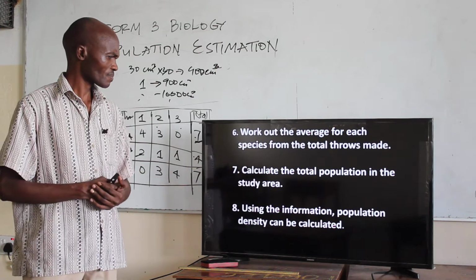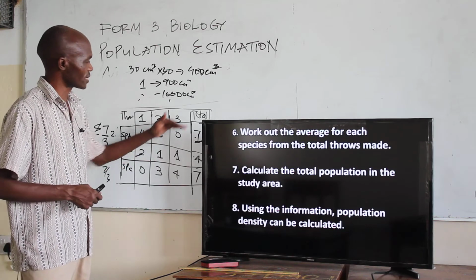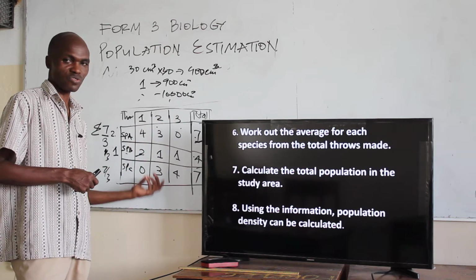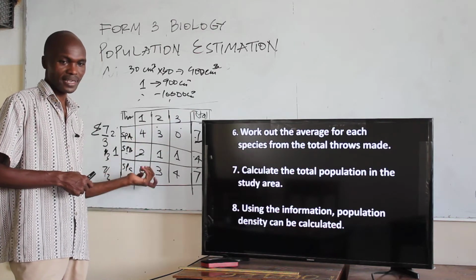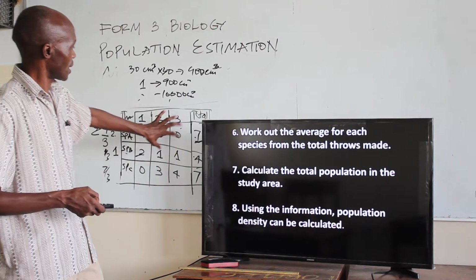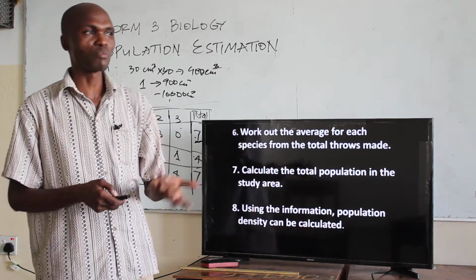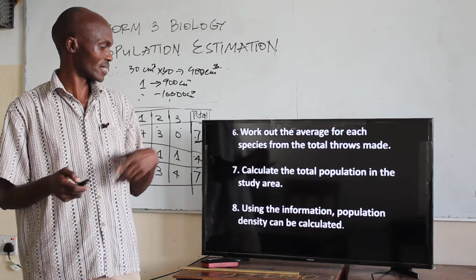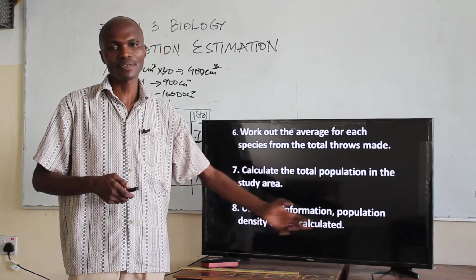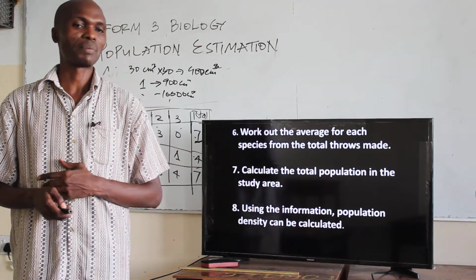Now, from that, I can get the total population in the study area. Total population means you sum all these totals and divide by the total number of draws. That will give you the average number of organisms in that particular area, in that quadrat. Multiply by the number of quadrats, and it will give you that. Then once you get the total population, you can divide that by the area to give you the population density of that particular habitat.